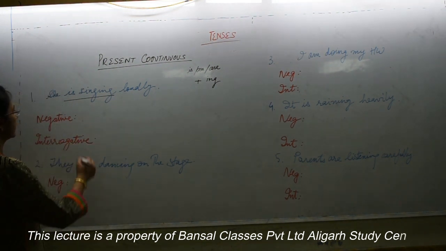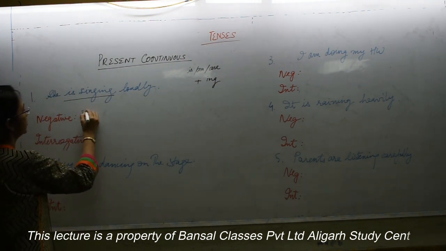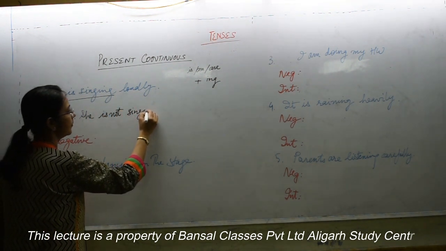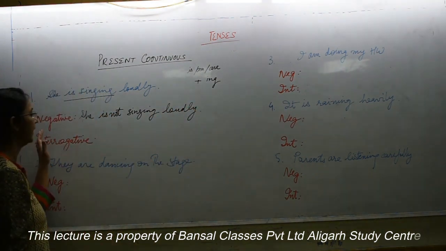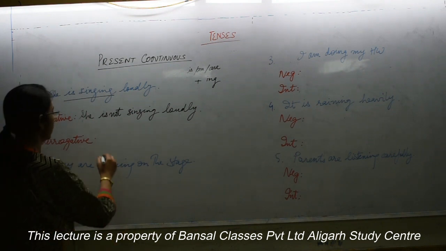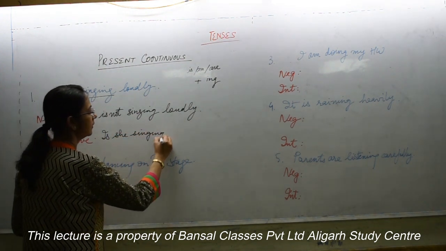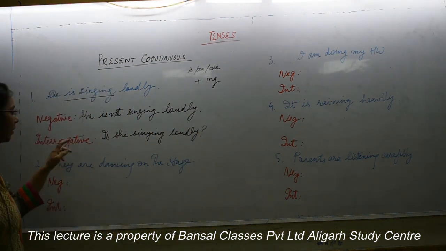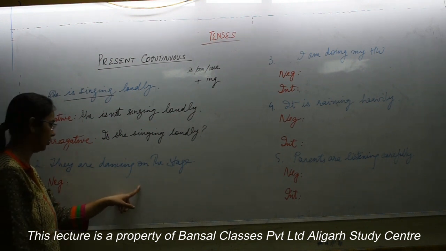Converting it into negative sentence is very simple. We just have to put not. Like she is not singing loudly. This becomes our negative. Interrogative, the question form, we will make use of is. Is she singing loudly? Okay, is.